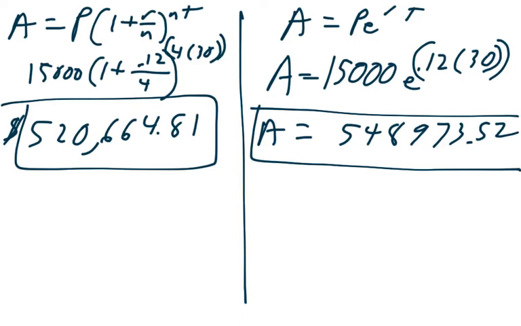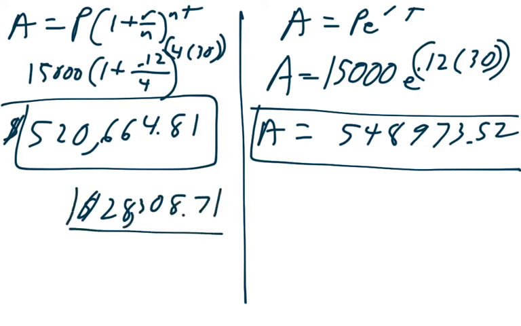is a difference of over 28,000. So in the long run, that's how compounding continuously will help you over compounding quarterly.